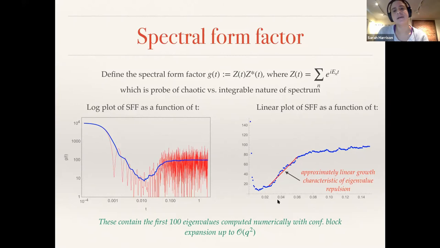And on the right-hand side, I plot a linear plot of the spectral form factor. And we see that there's approximately linear growth in this region that I've fit with a red line, which is characteristic of eigenvalue repulsion in a spectrum. So again, the results from these plots contain the first about 100 eigenvalues of the Laplacian computed numerically with the conformal block expansion, but only up to order q squared.